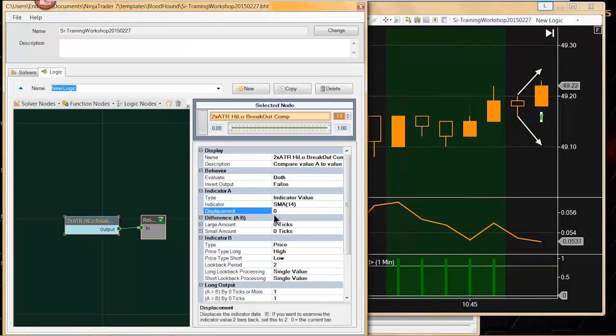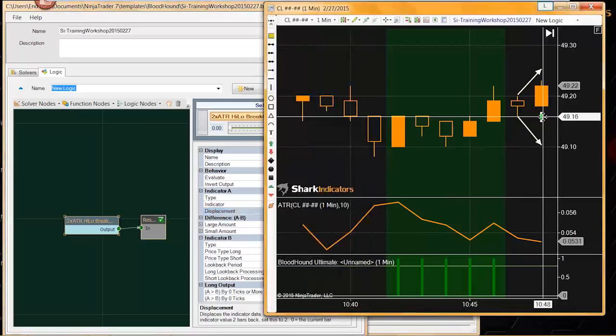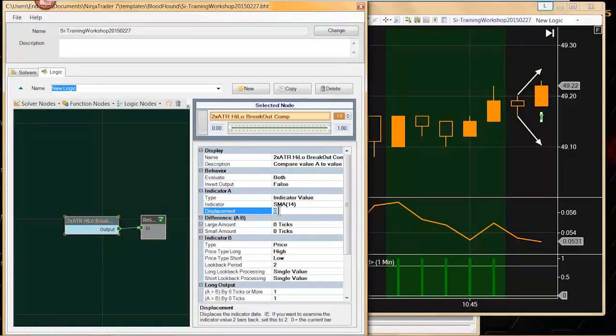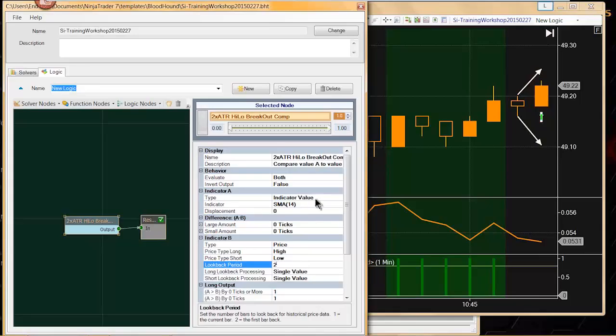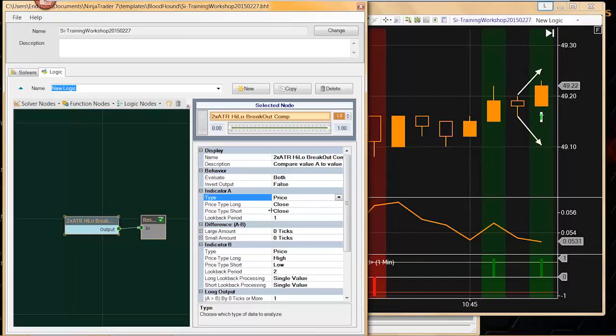So the NinjaTrader displacement starts at 0. So 0 would be the current bar. And if I set a displacement to 1, then that would be the previous bar back. Right? So there's a difference here. Just so you guys know that. A displacement starts at 0 for the current bar. The look back starts at 1 for the current bar. So, all right, let me set this back to the price type.